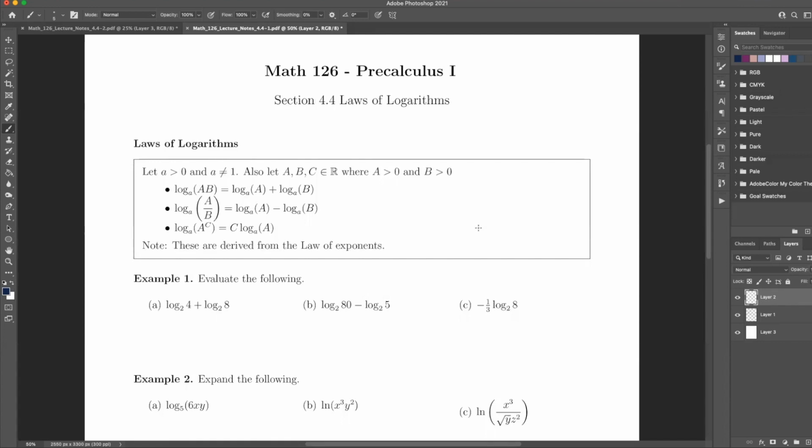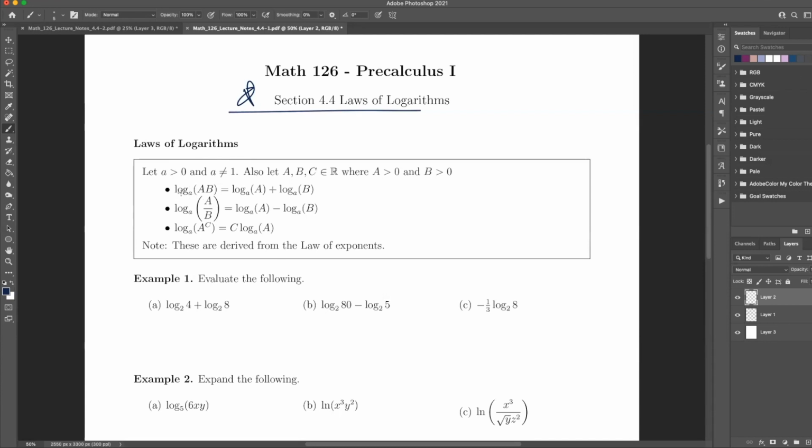All right. So, laws of logs. Most people don't say logarithms; they just say logs. Here we have the same caveats: a is greater than 0, a is not equal to 1. We're going to let a, b, and c just be real numbers, and I'm going to let a and b be greater than 0. The reason we're forcing a and b to be greater than 0 is because we can't have logs of negative numbers. Remember, we can't take a log of a negative number. Log is clearly only defined between 0 and infinity.